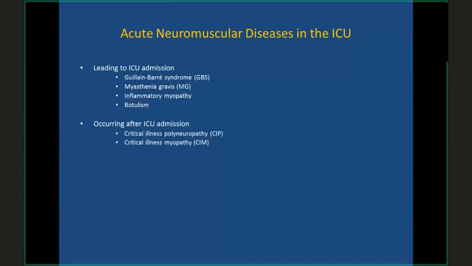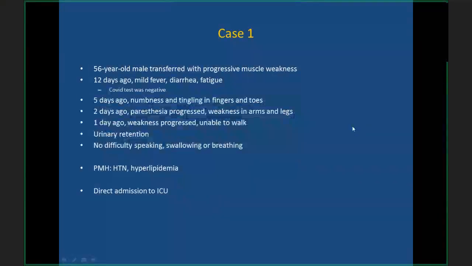Last week, our pediatric neuromuscular specialist, Dr. Amanda Rogers, gave a very good presentation and a detailed discussion about Guillain-Barre syndrome and Myasthenia gravis. Today, I will focus on the second group, critical illness polyneuropathy and critical illness myopathy. Let's talk about a case first.